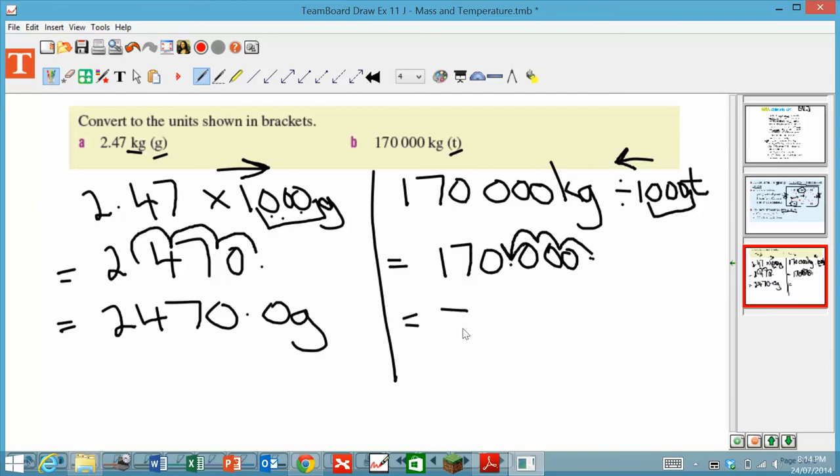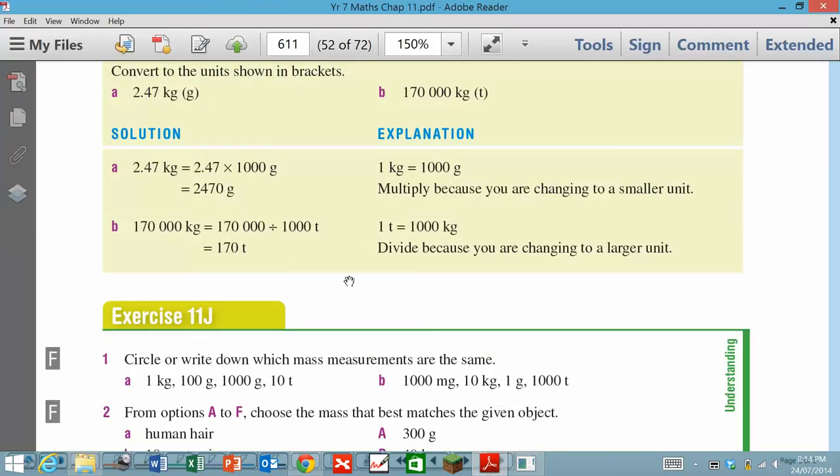So the decimal point is sitting in there now. So I'll rewrite it: 170.0. There's no other numbers there, so I'm just going to leave it as 0. And I'm looking at tons. So 170 tons. And let's have a quick look. 170 tons. Okay, I'm correct.